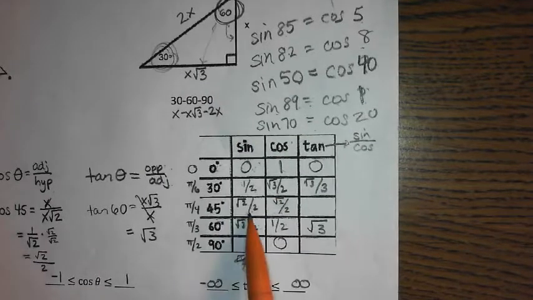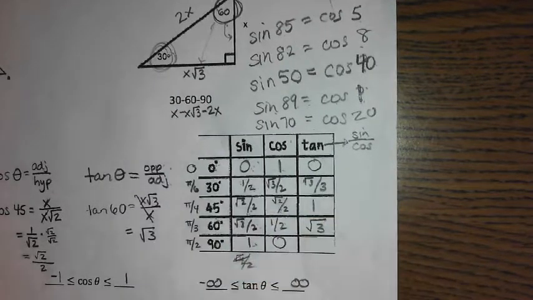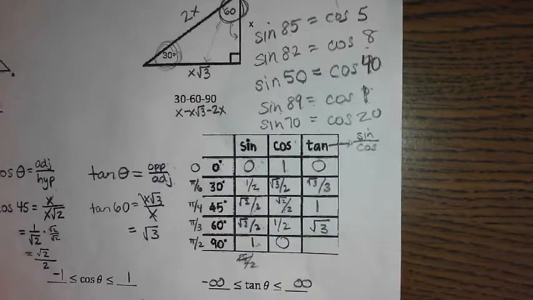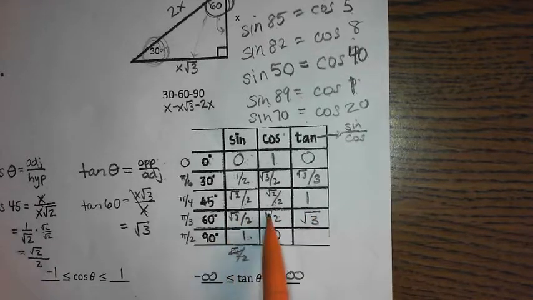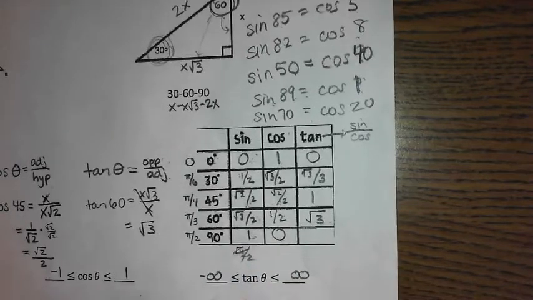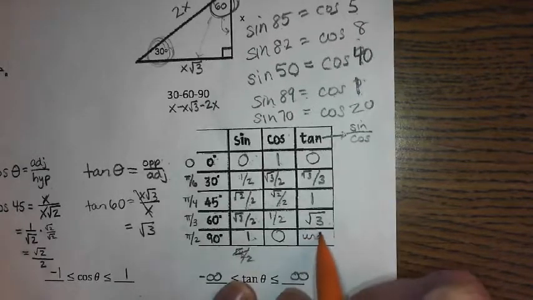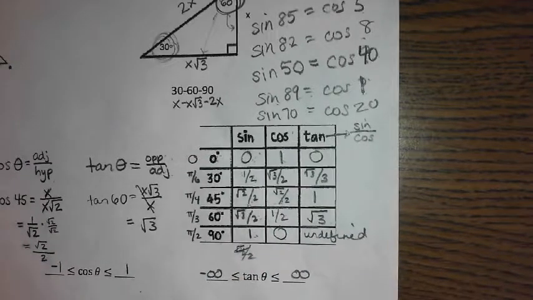What's root 2 over 2 divided by root 2 over 2? 1. Anything divided by itself is 1. And then obviously we did this one yesterday. That is root 3 over 2 divided by 1/2 would give you that. And then what's 1 divided by 0? Undefined. The tangent of 90 is going to give you an error. The tangent of pi over 2 on your calculator is going to give you an error.